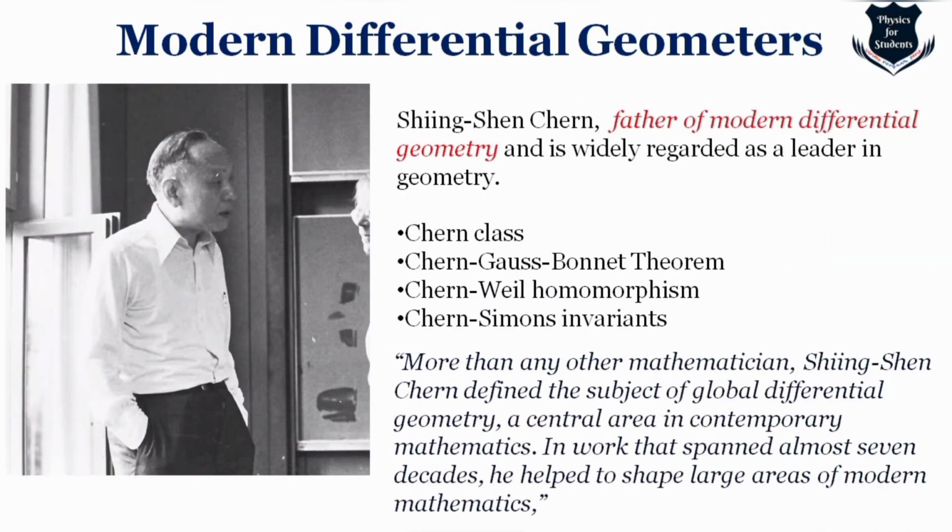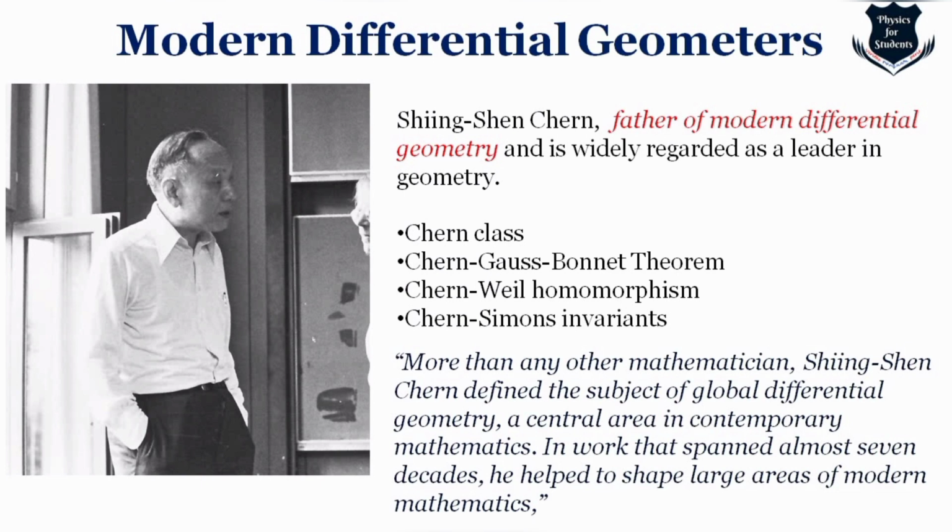Shiing-Shen Chern. Well, this person is considered to be the father of modern differential geometry and is widely regarded as a leader in terms of geometrical studies. Well, Shiing-Shen Chern graduated from Nankai University in Tianjin in China around 1930. He got his MS degree in 1934 and he received his doctorate from Hamburg University, Germany in 1936.